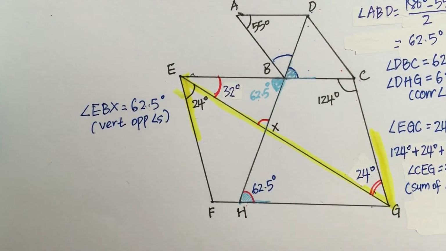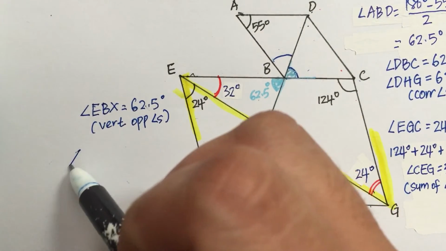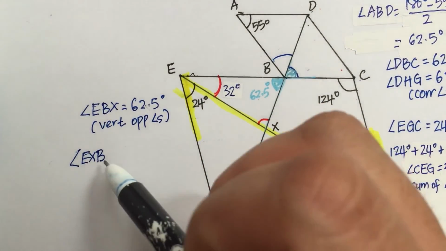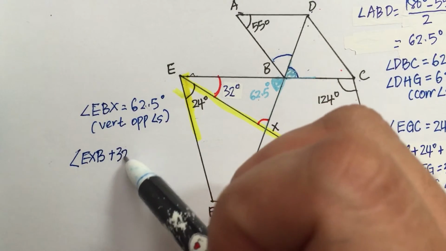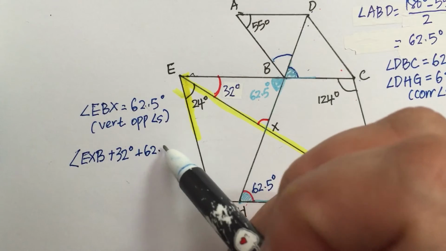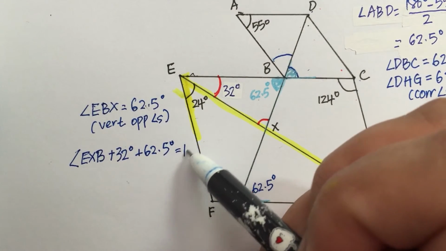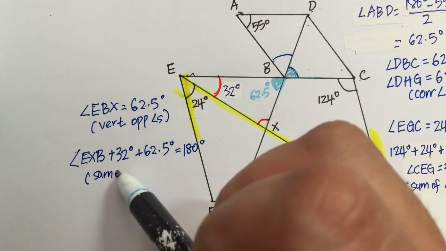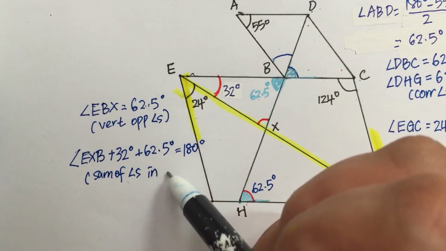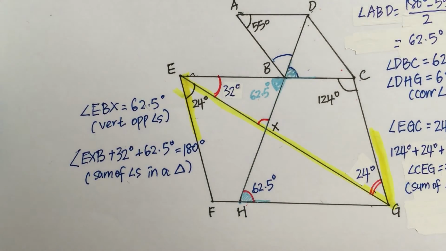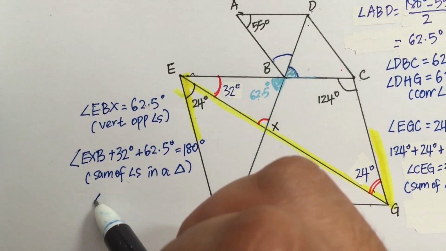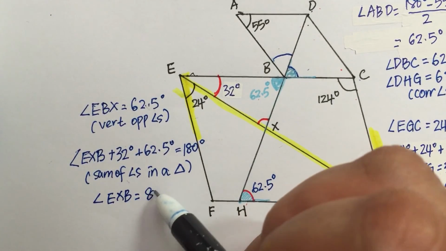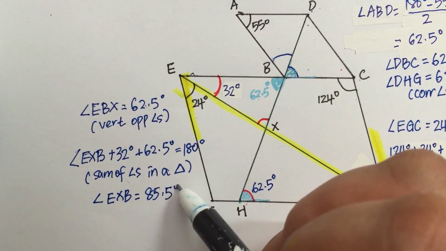Now, with this information, we can find angle EXB, which, when added together with 32 degrees and 62.5 degrees, will give 180 degrees, being sum of angles in a triangle. And therefore, angle EXB is equal to 85.5 degrees. Answer.